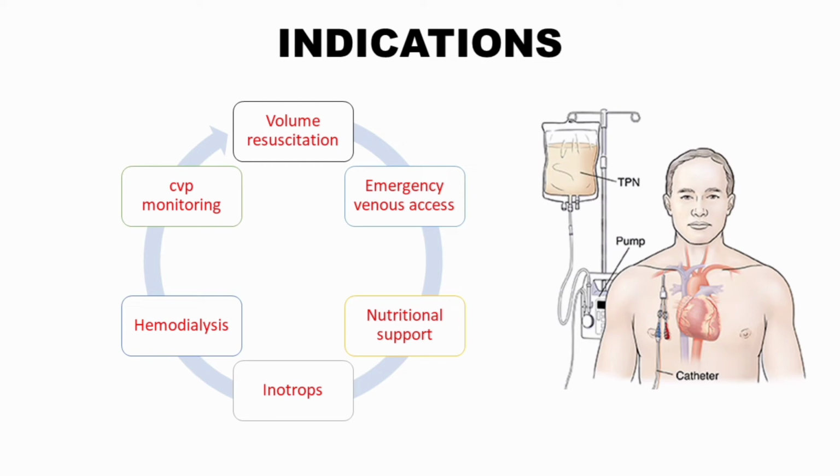Third one is nutritional support, in order to deliver nutrition directly into the blood when foods or liquids cannot be given through the mouth, stomach or intestine. For example, total parenteral nutrition. Next one is inotropes. Critically ill patients need support of inotropes which cannot be given through a peripheral line, and in such cases a central venous catheter is indicated.